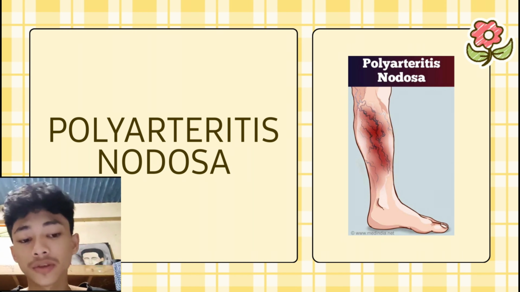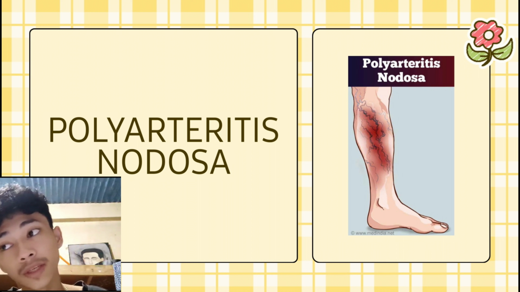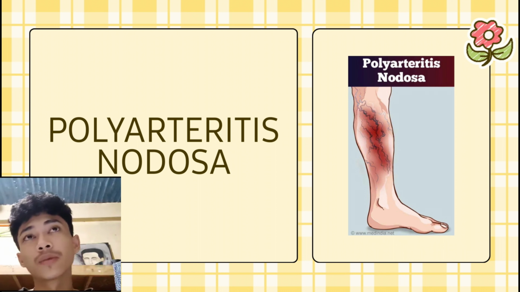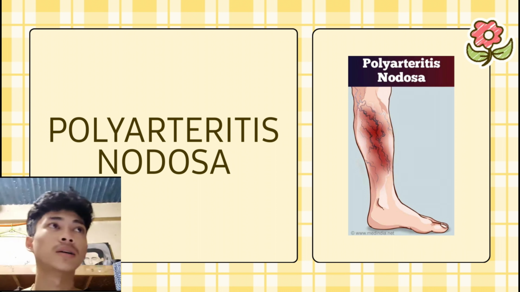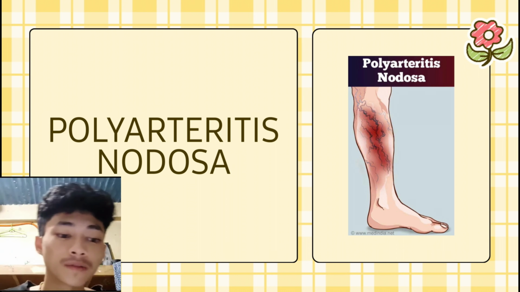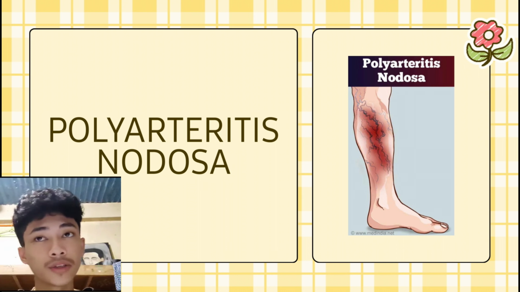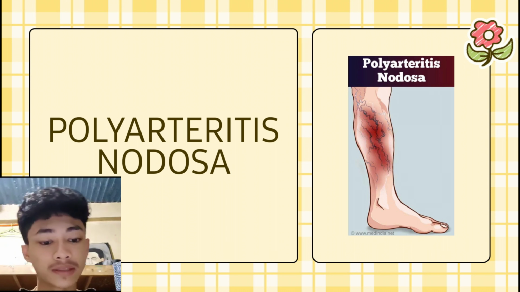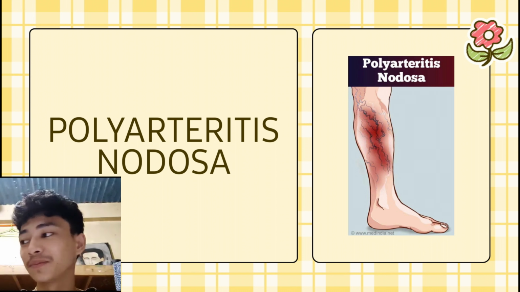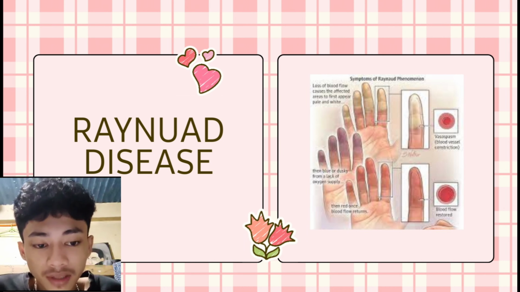Second is the polyarteritis nodosa, a necrotizing vasculitis involving medium-sized vessels. Okay, it's ANCA negative. Small people are just hit by this disease. And take note of this: only 5 to 10% of cases are associated with this disease. Males are usually the ones who are affected by this disease, and 40 to 60 years old are the most affected.